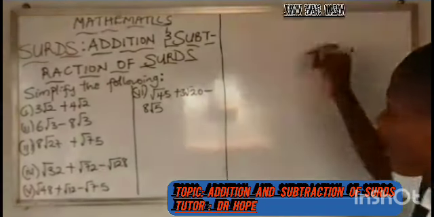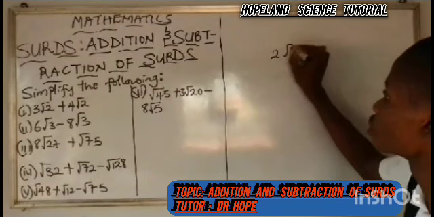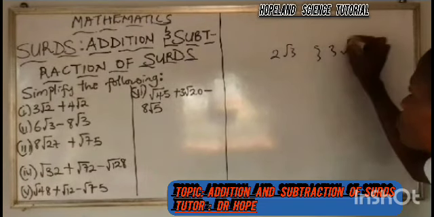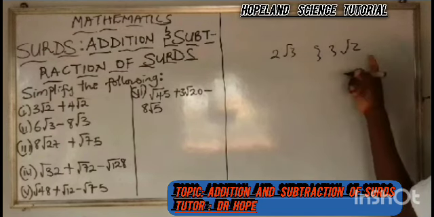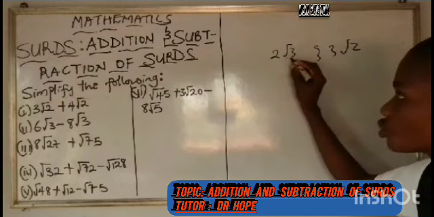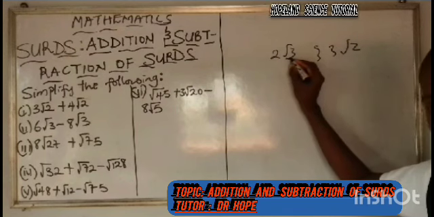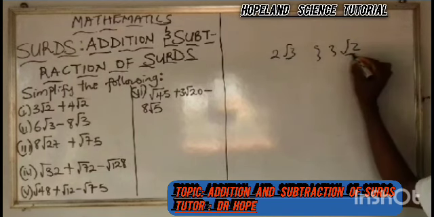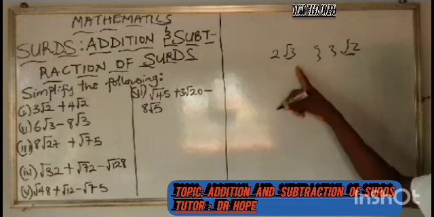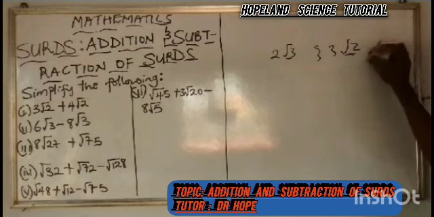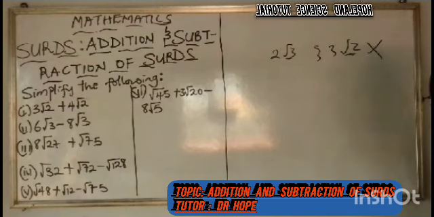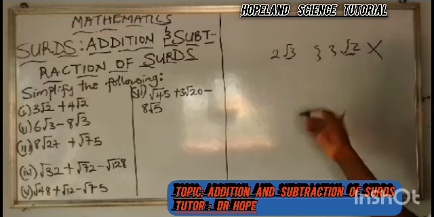For example, if I have two surds, 2 root 3 and 3 root 2, you agree with me that the numbers inside the root here, what is the number inside the root here? 3. What is the number inside the root here? 2. Is 2 and 3 the same? No. So since they are not the same, it simply means that they are not similar surds.